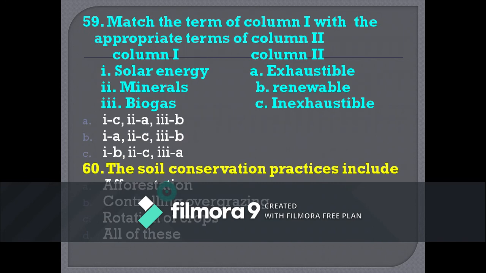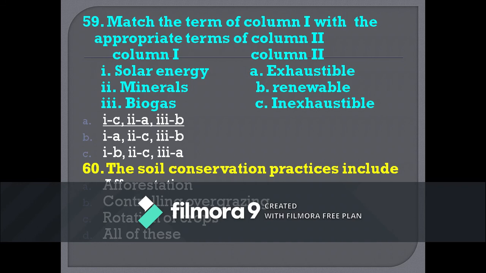Next question. Question number 59. Match the terms of column 1 with the appropriate terms of column 2. Solar energy, minerals, biogas is given under column 1, and column 2 has exhaustible, renewable, inexhaustible. So the correct matching in the given options A, B, C is A, the right answer, where solar energy is connected to inexhaustible, that is, solar energy is inexhaustible. Minerals are exhaustible resources, whereas biogas is renewable.